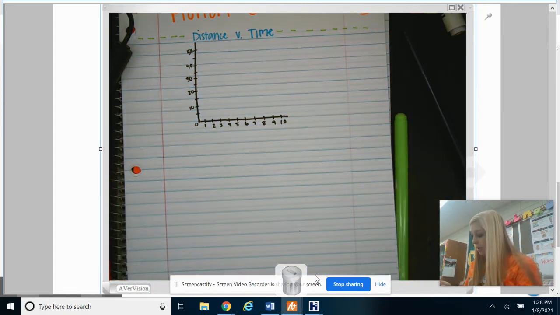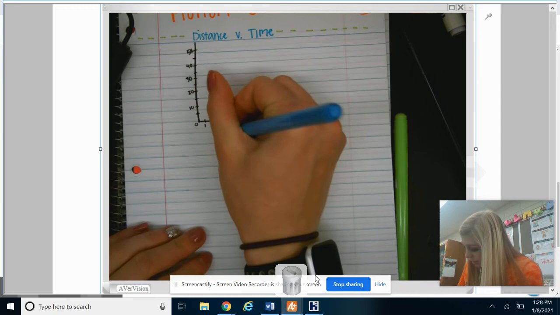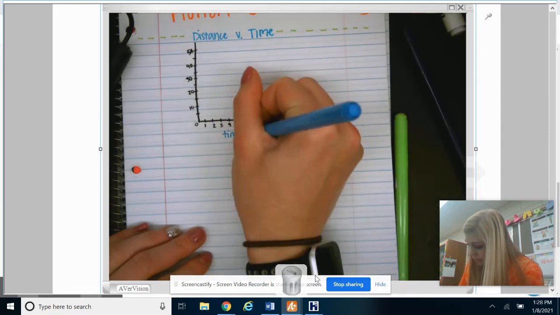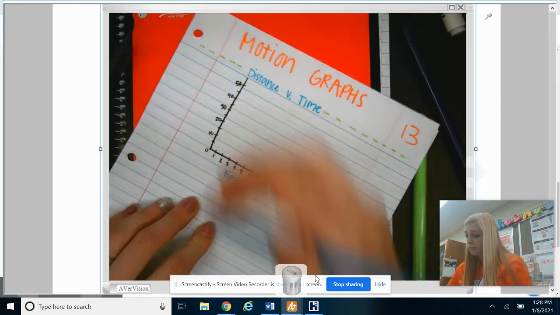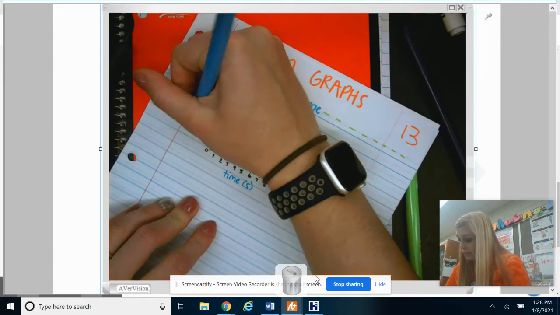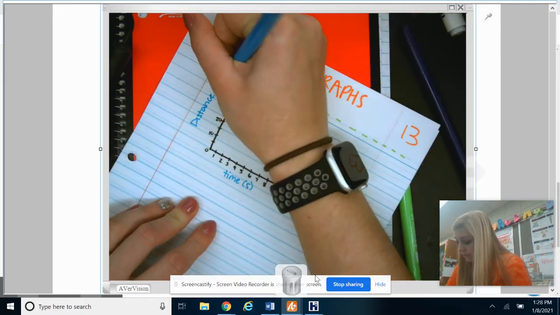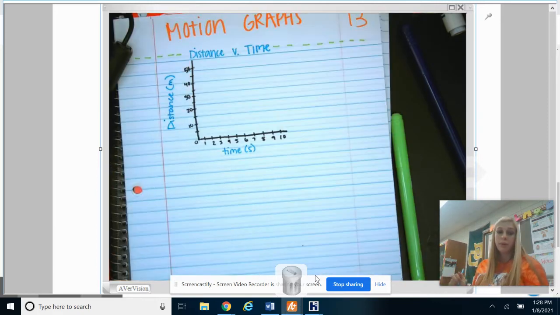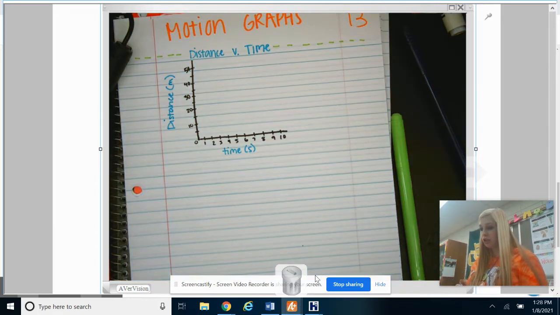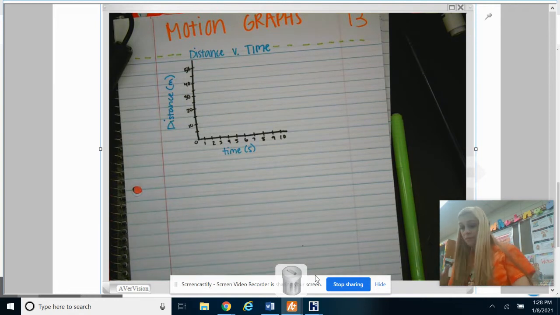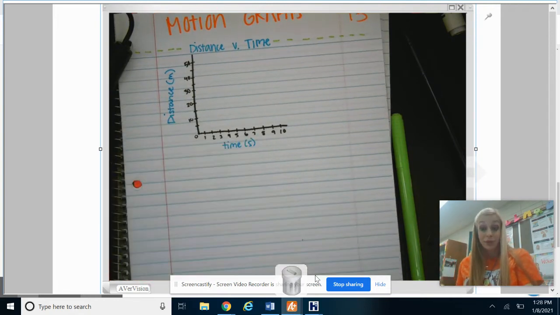And I'm going to label that this axis is time in seconds, and this axis is distance in meters. So if I was you, I would pause it and set your graph up and make sure that you have it correct. So use a pencil eraser if you mess up. But I'm going to move on.